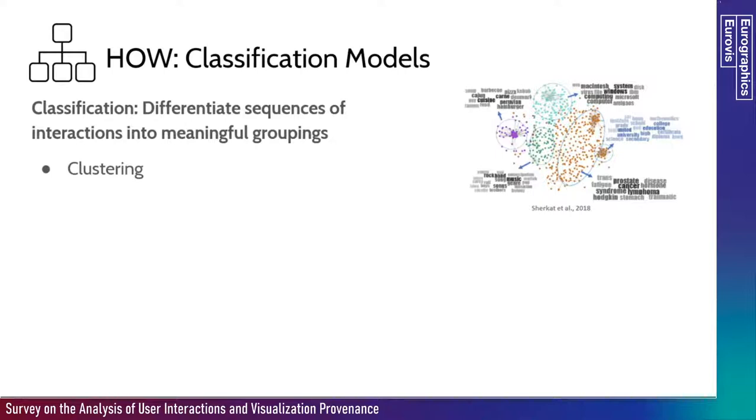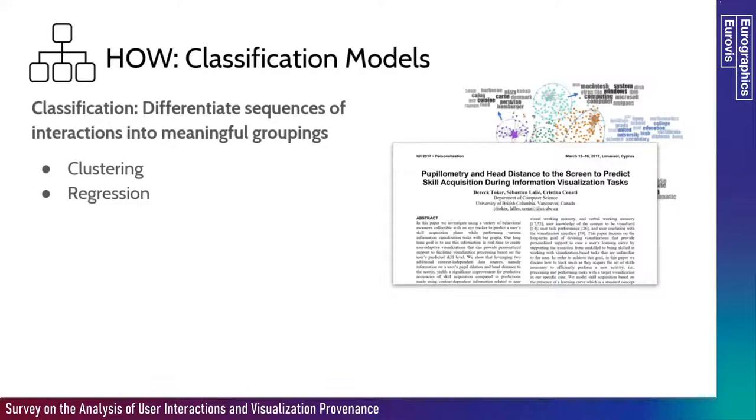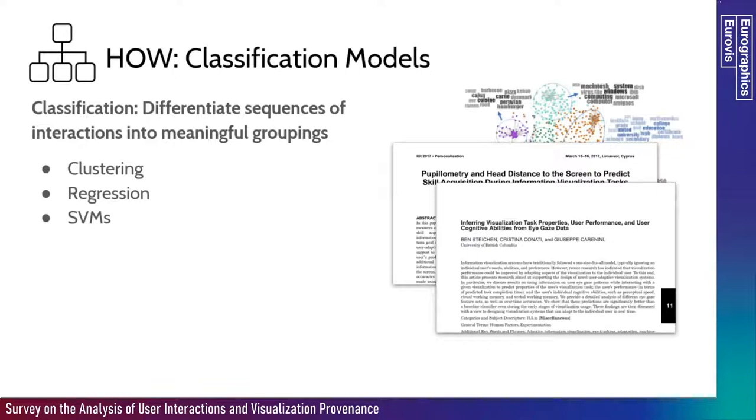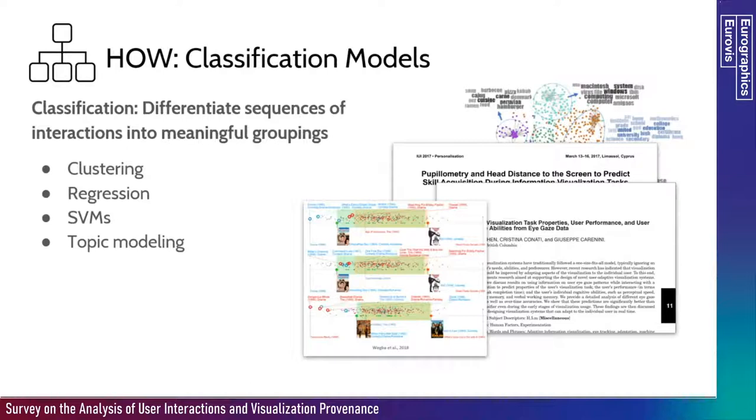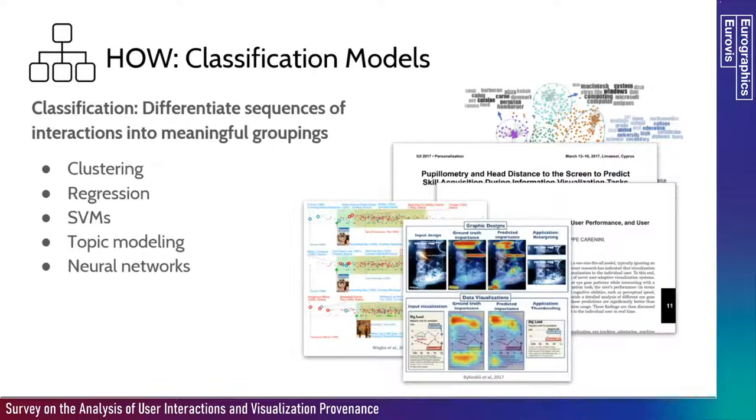Here, we see a variety of classification techniques that include common strategies like clustering to permit users to interact with eye gaze patterns, as well as regression, used to predict the user's skill acquisition when interacting with bar graphs. Common machine learning techniques like support vector machines have been used to process and classify eye gaze data. Further, topic modeling and other dimensionality reduction techniques have been used to identify relationships between users and movie recommendations, for example. More complex techniques have also been seen, like artificial neural networks, used to predict important regions in an interface, as well as hierarchical techniques like decision trees.